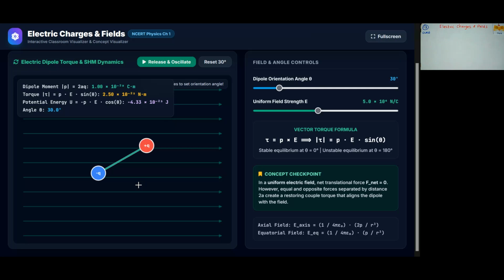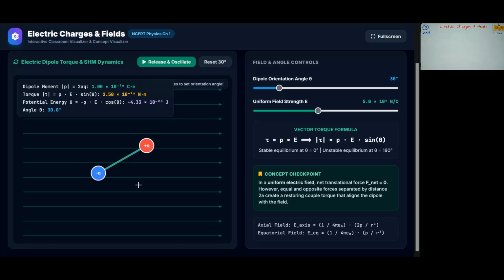The electric dipole moment is defined as, already you know that formula, P is equal to q dot 2a. It is a vector quantity pointing strictly from the negative charge toward the positive charge.